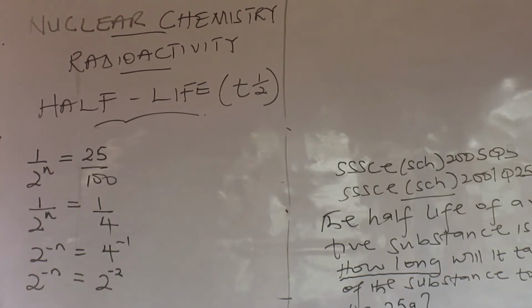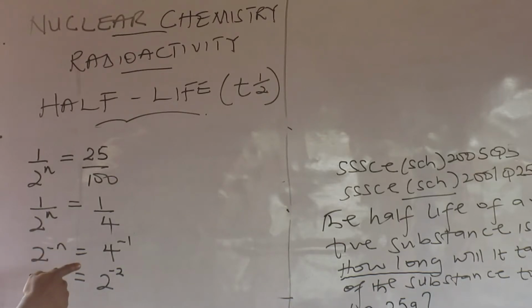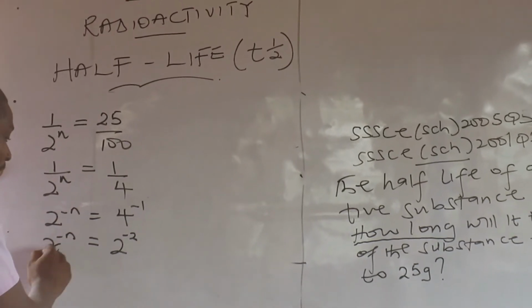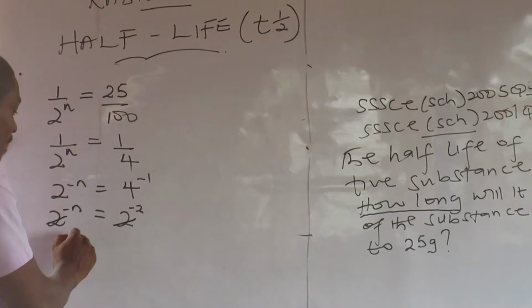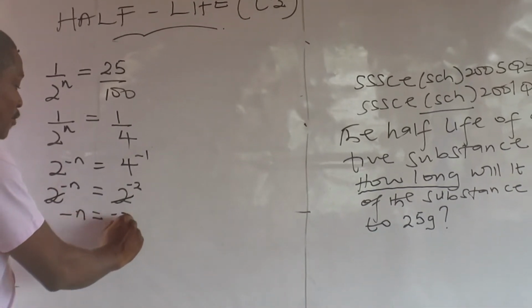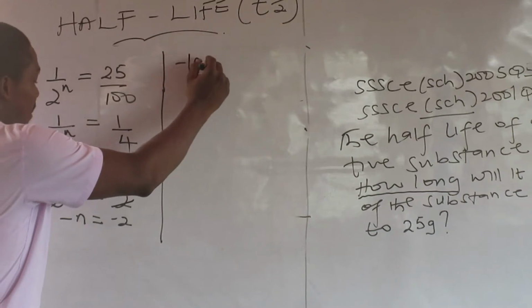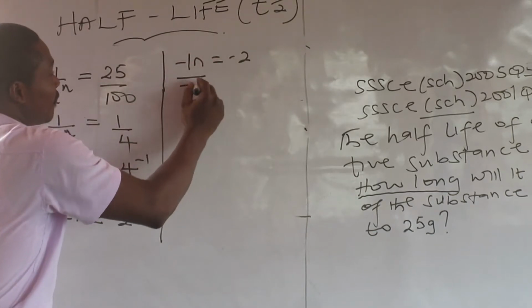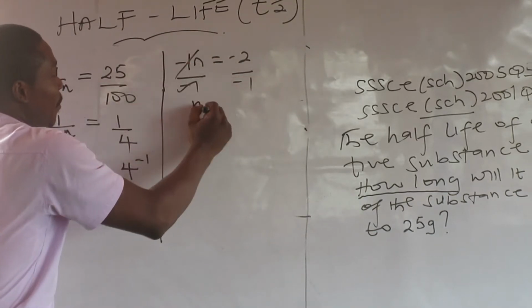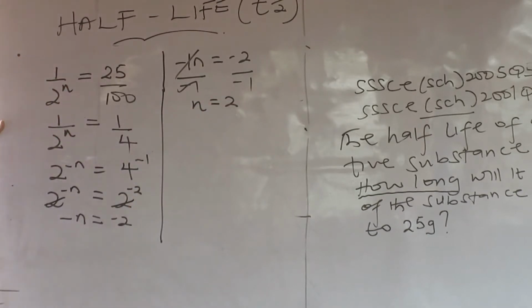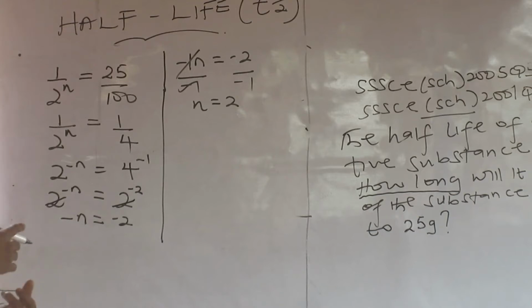Do you agree? 2 squared is 4, and the minus is there, so you compare. You have minus n equals minus 2, right? So what you see here is -1 n equals -2. So I'll divide through by -1, right? Positive n is this. I have 2. So how do I find the time with this? This is very simple, right?